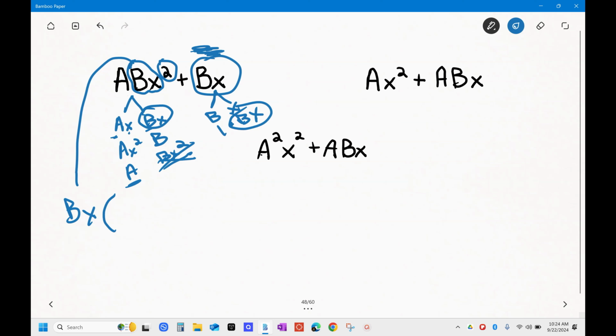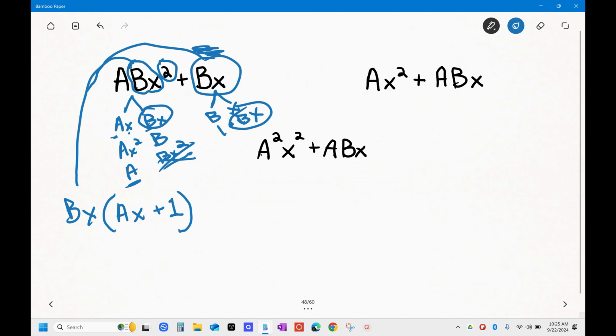And if we look at the first group, it has bx squared. So if we take a bx out of that, that's going to leave an ax. And then you carry the plus sign down. And then we have the bx group. If we take a bx out of bx, that's going to give us 1. Don't forget to put that 1 in there. And so the answer is bx times the parentheses ax plus 1. Okay, let's do the one on the right.